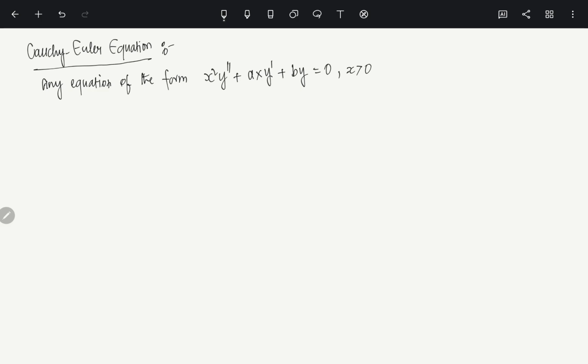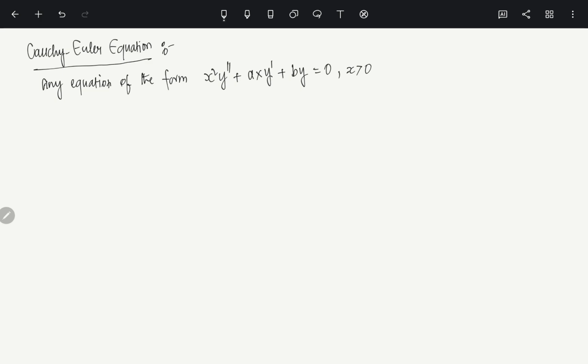You see, one beautiful thing about this equation is that the power of x which is involved with y double prime is 2, with y prime is 1, and with y is 0. Okay, so that is this beautiful structure, and this sort of equation is called a Cauchy-Euler equation.